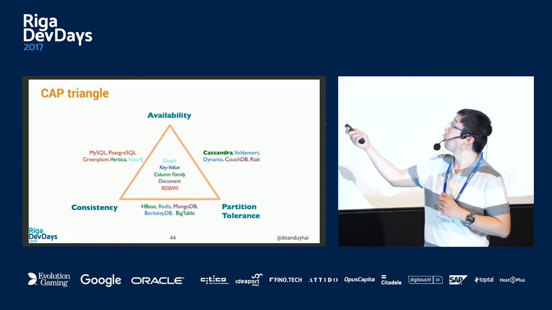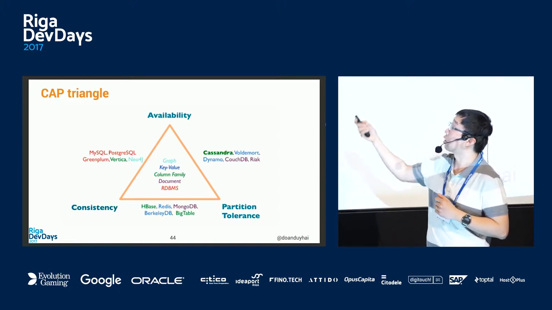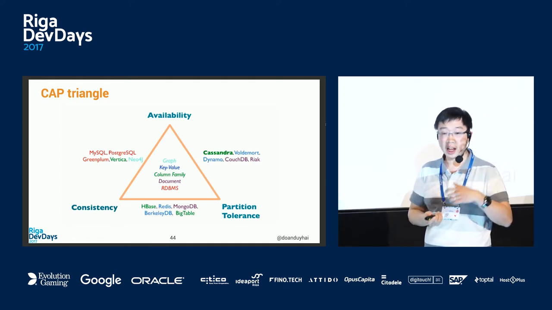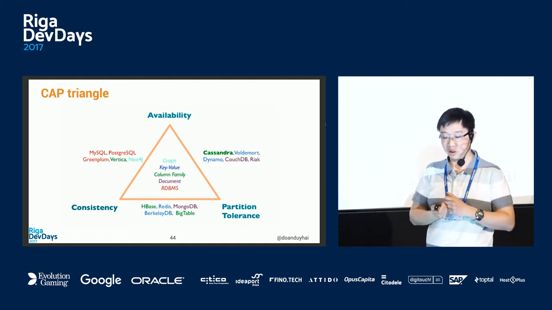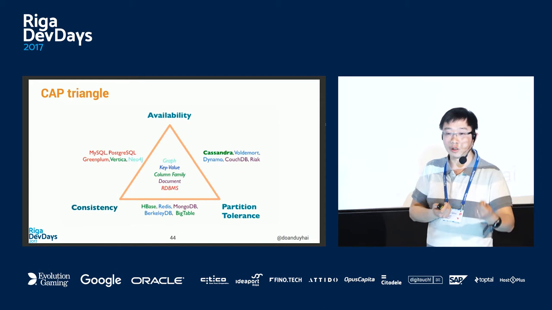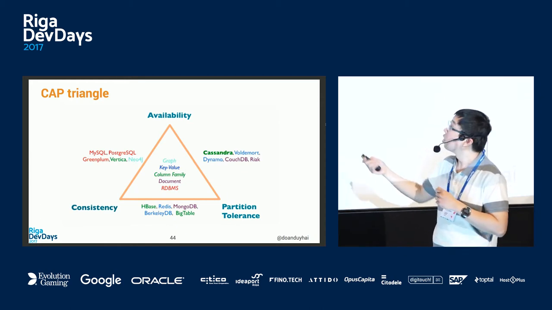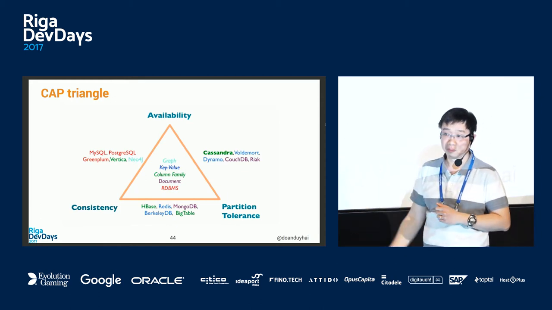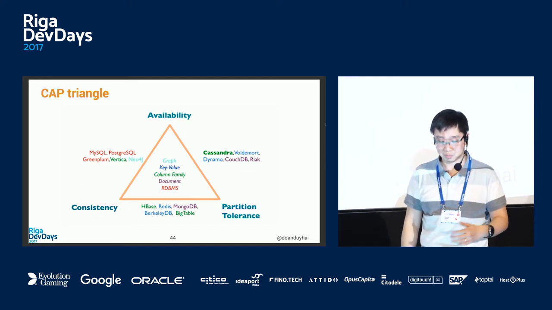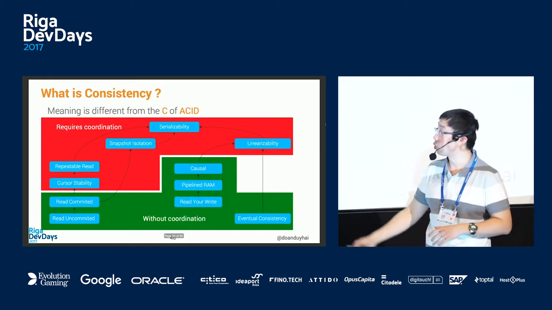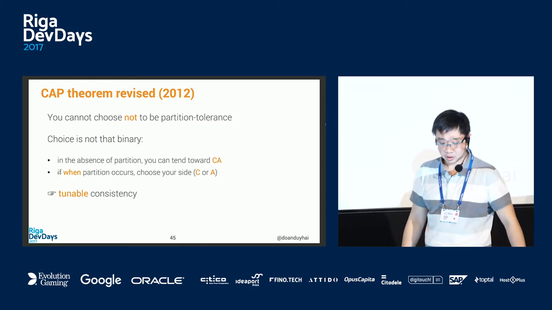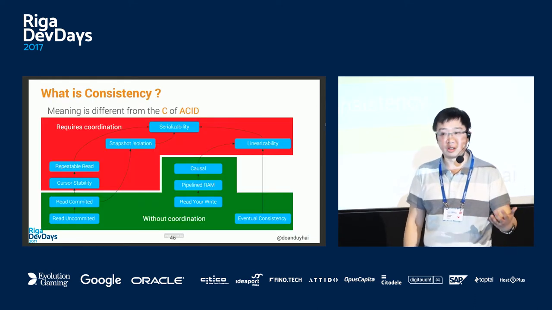It's the same thing for those families of databases. I can have availability and partition tolerance, and I can increase my consistency but lose availability. So it's all about choice. That is what we call tunable consistency. And what is consistency?